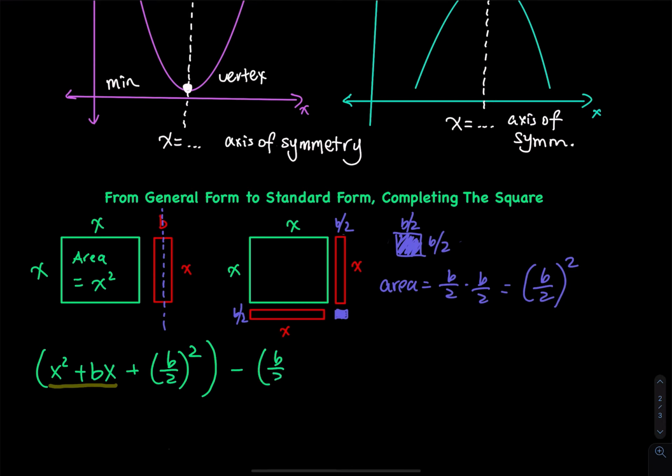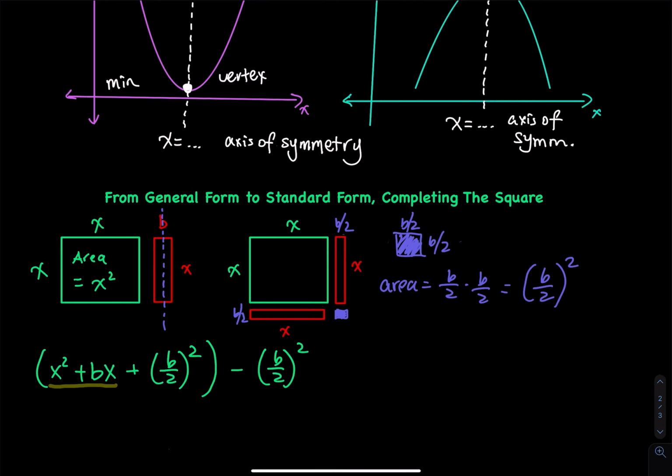Another way to interpret this is x squared plus bx. So what is x squared plus bx? The x squared stands for, right here, follow my cursor. So the x squared is the area of the green square, right? And then the bx is the area of the red rectangle. So ax squared plus bx. So if you merge these two together, you have x squared plus bx.